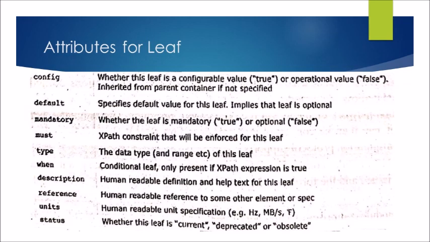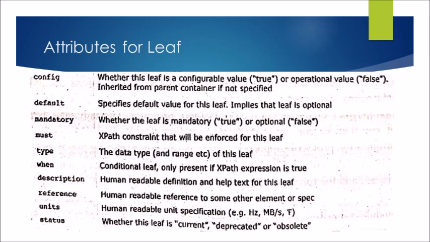Then must. XPath, called cross path, contains, that will be enforced on this leaf. Cross path means if something comes, whether yes or no, we have two different routes, that is called cross path. Then you have type, that is nothing but the data types, and it also has some ranges like 0 to 5 or 1 to 100. It's the range of the leaf.